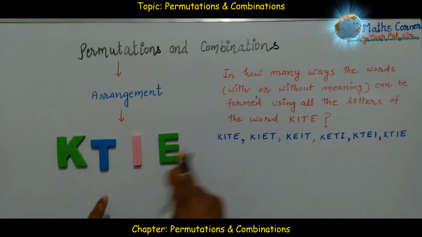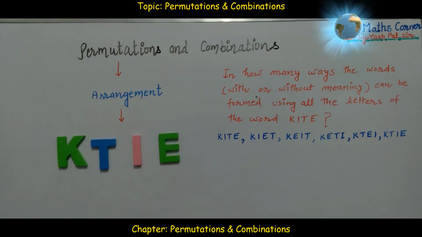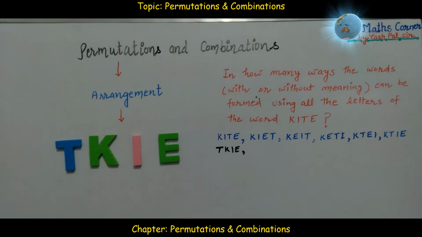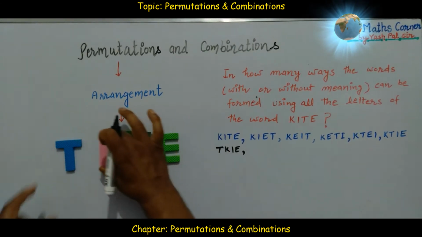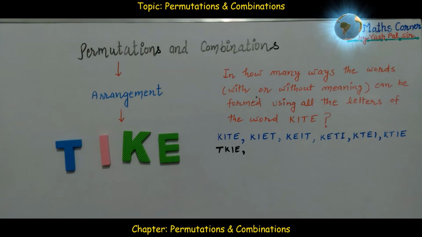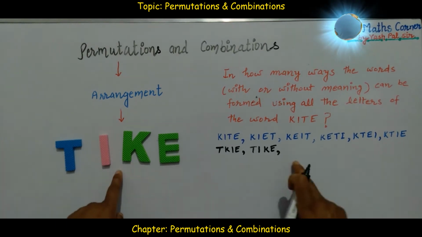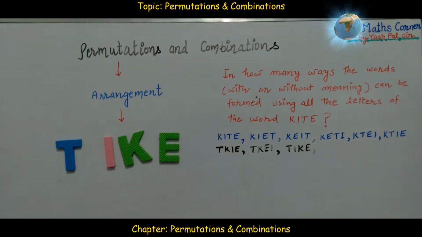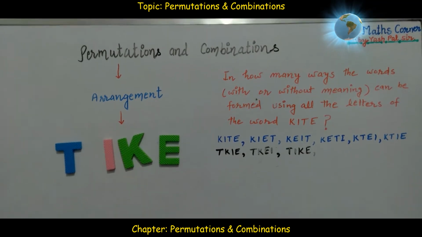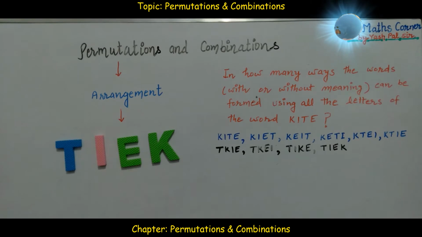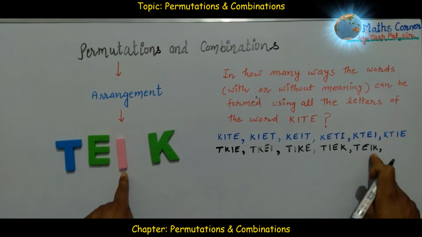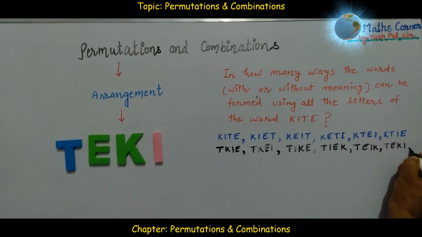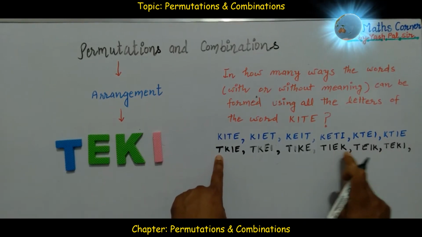Now making T the first letter, that is interchanging K and T. The same process will be repeated. I and K are interchanged. Similarly, other ways also: TKEI, TIKE, TIEK, TEIK, TEKI. So in this row, the first letter is T.